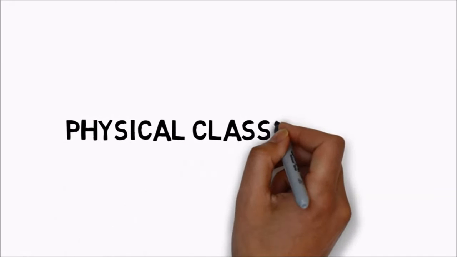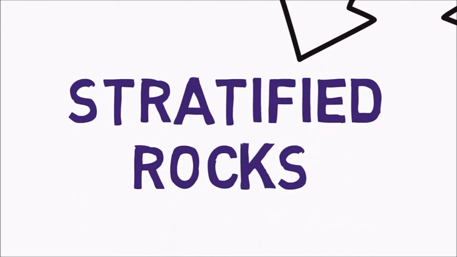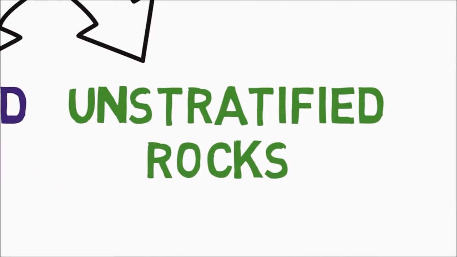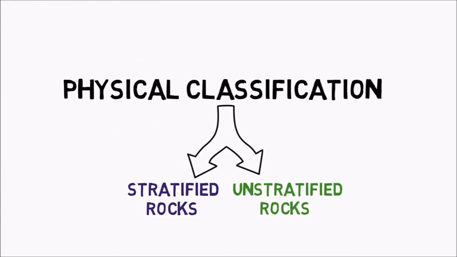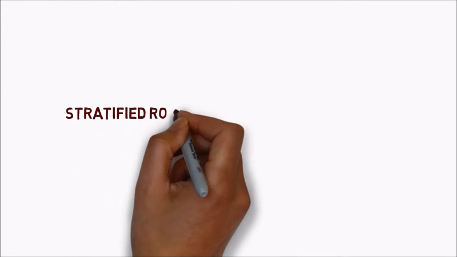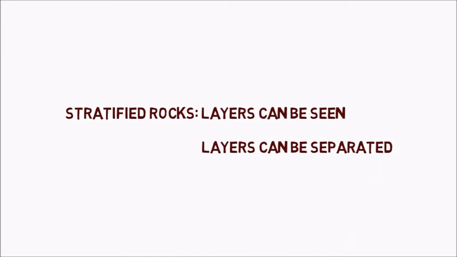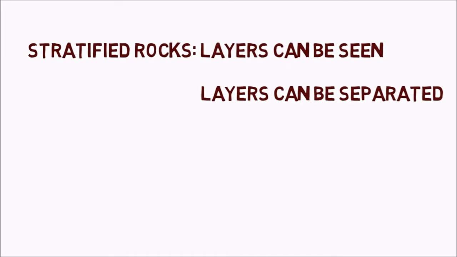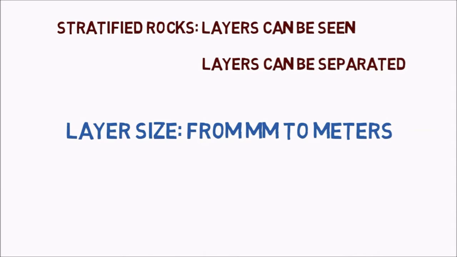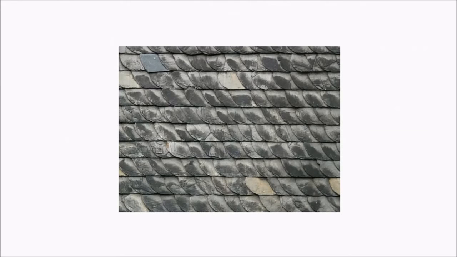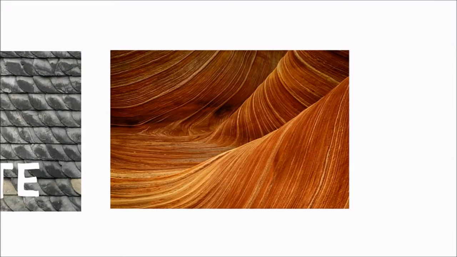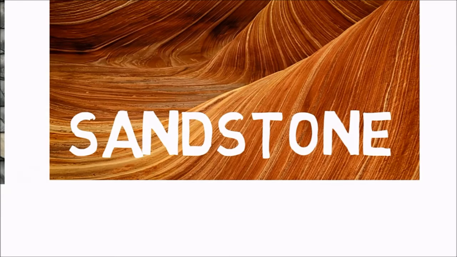The first classification is physical classification. Physically, the rocks are classified into stratified rocks and unstratified rocks. The stratified rocks are made up of layers which can be seen by naked eye, and the layers can be physically separated. The layers order in the range of millimeter up to meters. Examples for stratified rocks are slate and sandstone.